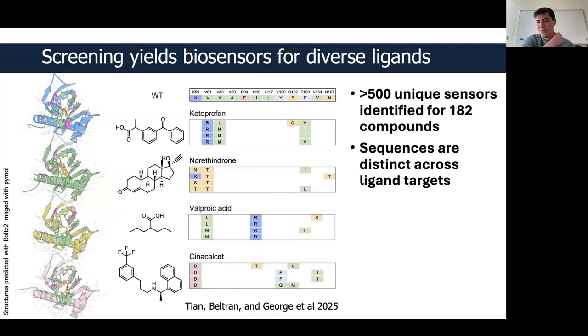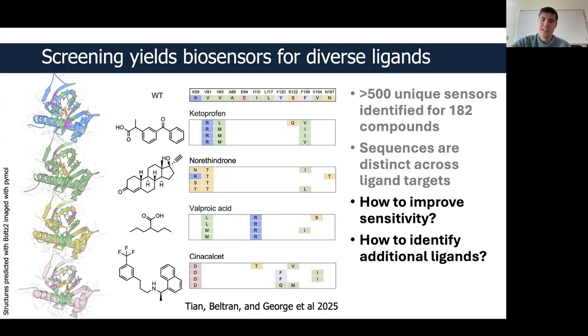When you dive into the sequences of these different biosensors, you can see that the sequences are fairly distinct for their distinct chemical target and ligand. We were able to identify over 500 unique sensors for the 182 compounds. So many of these compounds had multiple sensors and different sequences for them.